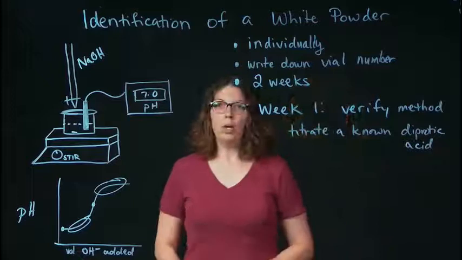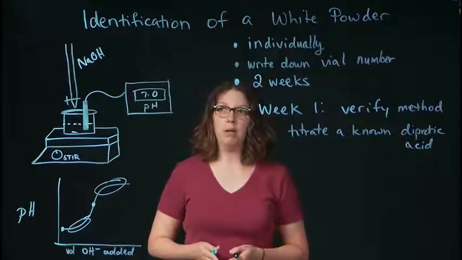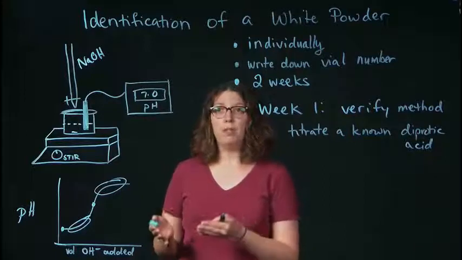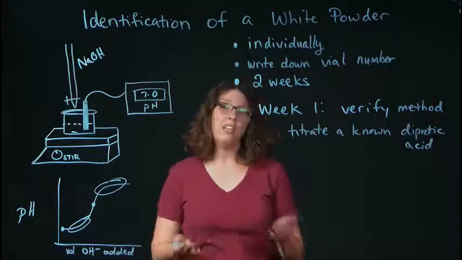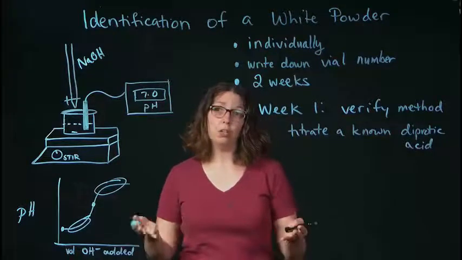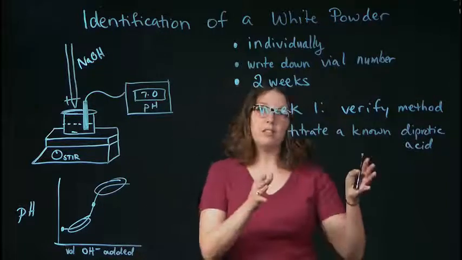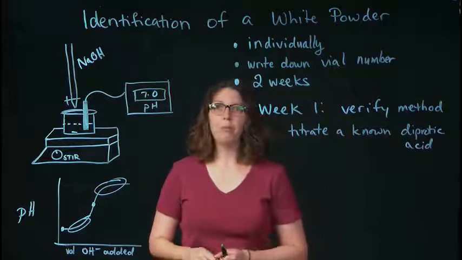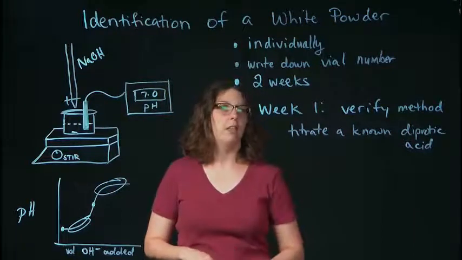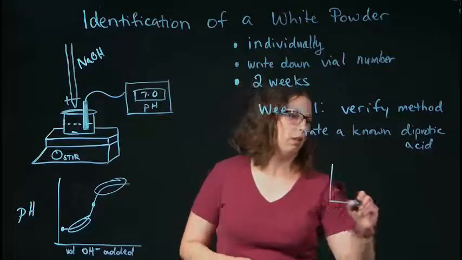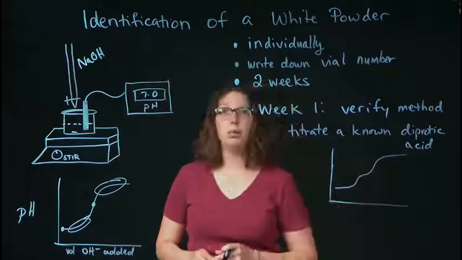When researchers are performing an experiment that they haven't done before, often they'll work with something where the results have already been published. They can then check their method to make sure that what they're doing is correct and agrees with other findings. So that's essentially what we're doing here in week 1. We're going to give you a diprotic acid. You're going to know the identity of that. You're going to titrate it. And because it's diprotic, you should end up with something that has 2 equivalence points.